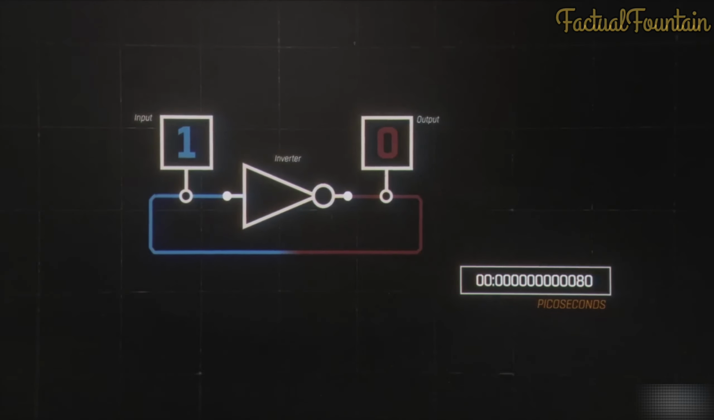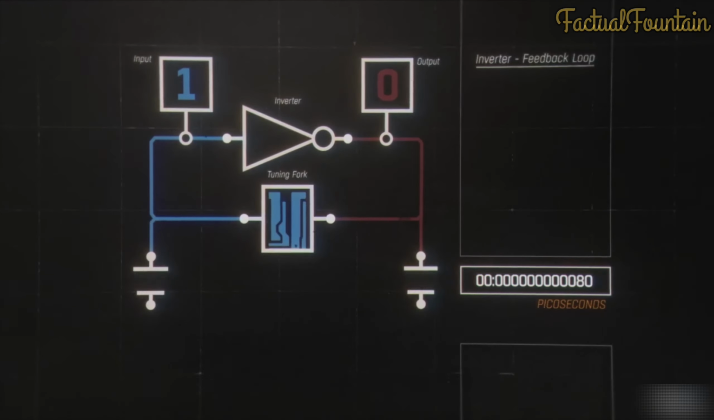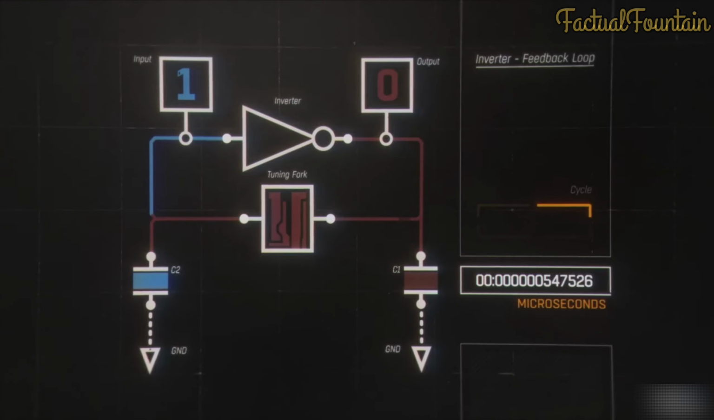And if we add the crystal tuning fork and capacitors in the path of the feedback loop, then the flipping between 1 and 0 and back is regulated by the geometry and movement of the prongs of the crystal oscillator tuning fork and the filling and emptying of the charges in both of the capacitors.